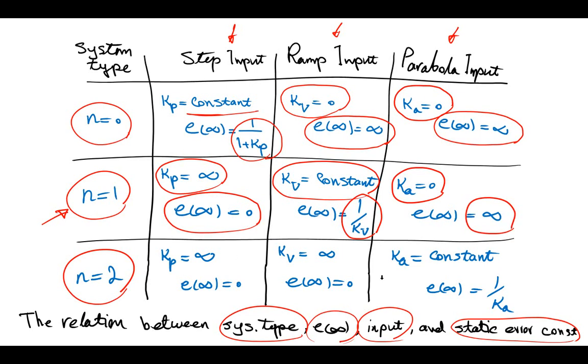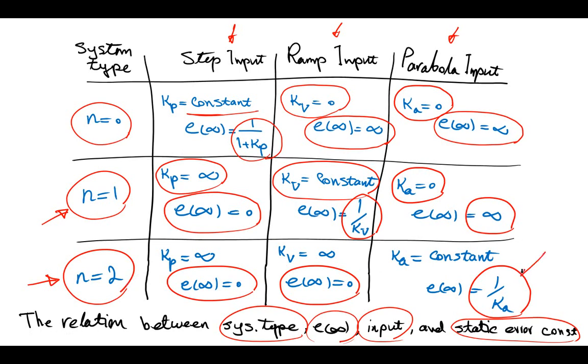Same thing in here. As you see in here, if the system type is 2 and the input is parabola, then we end up with a steady state error of 1 over Ka. The steady state error for such a system, if the input is ramp, will be 0. If the input is step, it will be 0. And we know that because it has 2 pure integrators. We know that steady state error for unit step is 0 when we have at least 1 pure integrator. For ramp, it is 0 if we have at least 2 pure integrators, and we do.